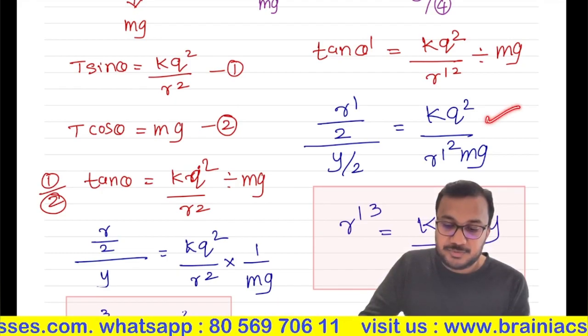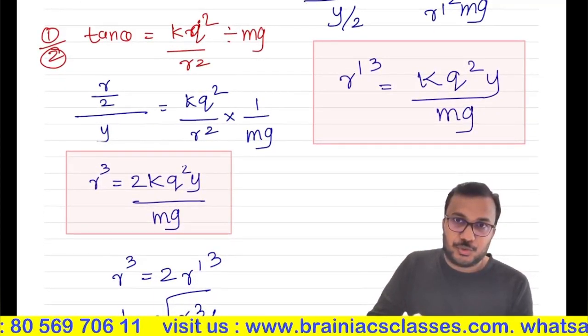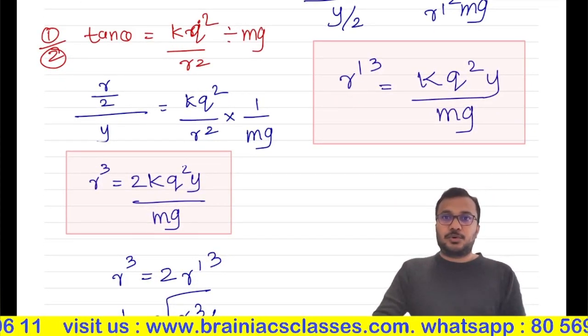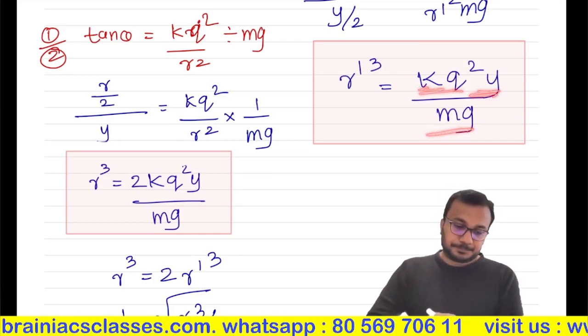We simplify, and mg will come downward. Next I find an equation for r dash cube. R dash cube is equal to kQ squared Y by mg.